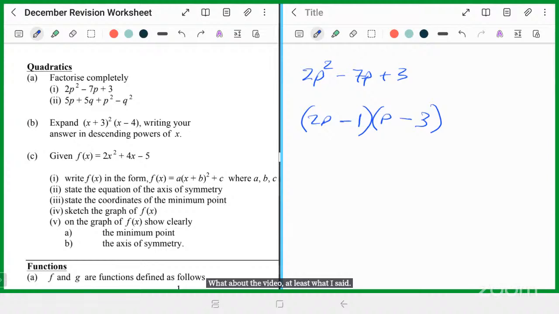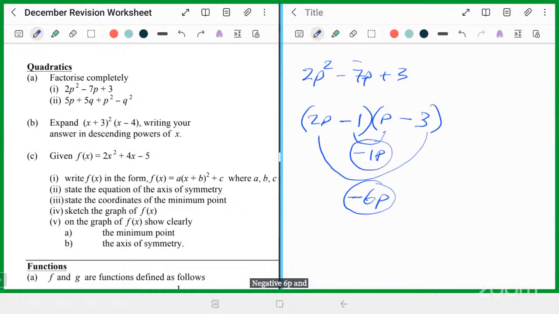Those are now the two factors. You can check it. The far product here is negative 6p and the near product here is negative 1p. Negative 6p and negative 1p gives you the middle term of negative 7p. So those are the two factors right there.